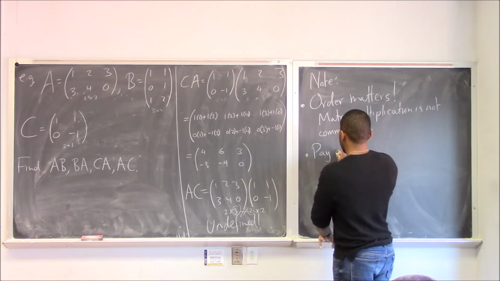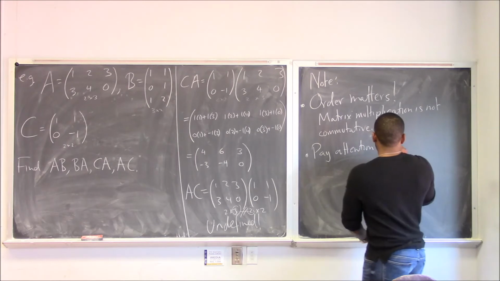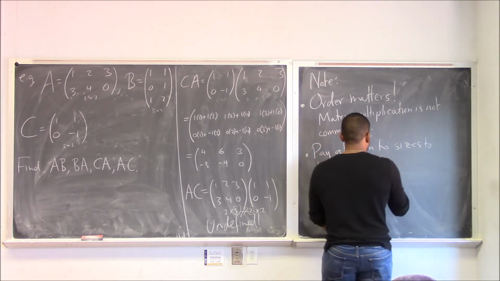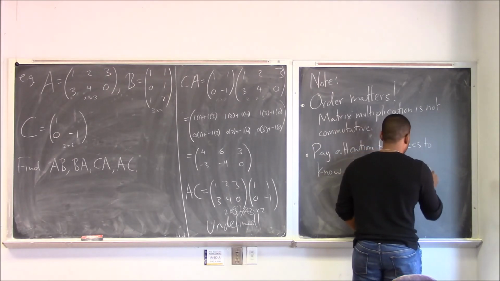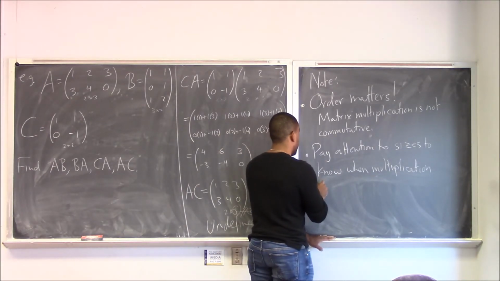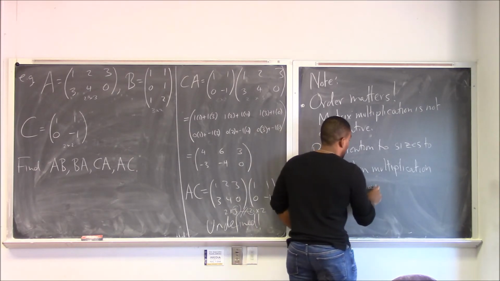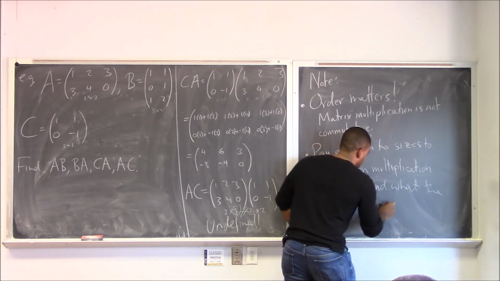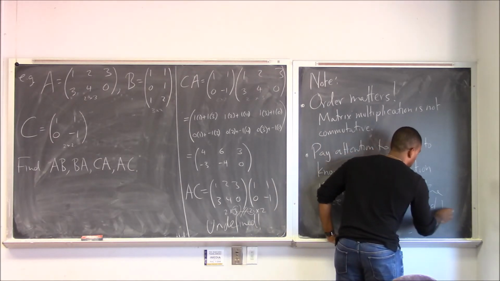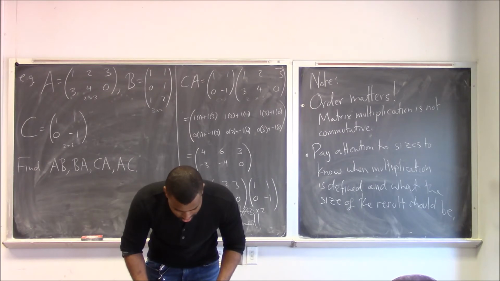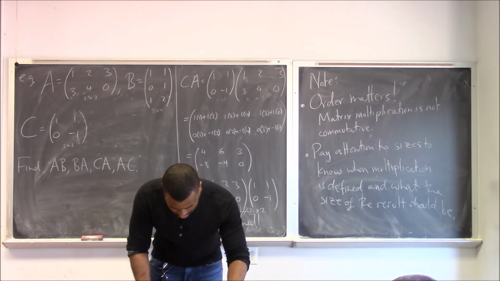And pay attention to sizes. So those little subscripts are very important. That's why I took the time of writing them out, so you know you should be paying attention to this. You know when multiplication is defined, and what the size of the result should be. So don't overlook these small nuances. They're the things that are going to get you. You don't want to fall into a comfortable habit too much here, because we're generalizing things a lot.